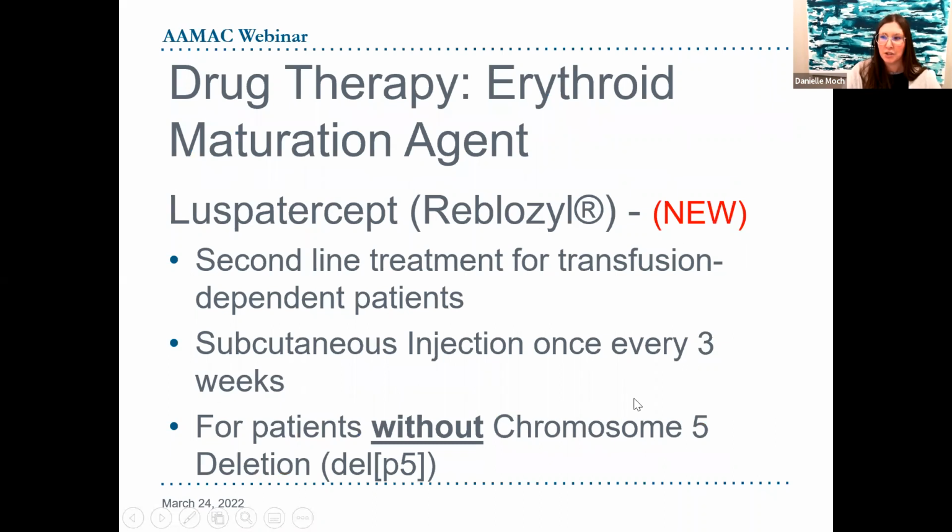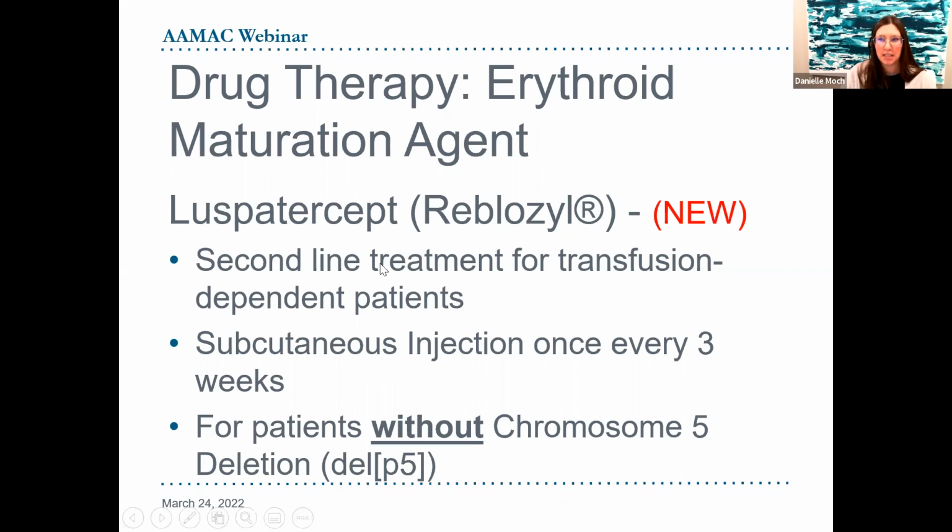This is a new drug. It's a second-line therapy for transfusion-dependent patients. It is as well subcutaneous and it's given every 3 weeks. It is for patients without the chromosome 5q deletion. So when we would give this is when those ESAs to stimulate the red blood cells aren't working. This could be an option for you through compassionate access. And compassionate access just means that the medication has not been accepted for public funding yet. So the drug company pays or co-pays with your own private plan.